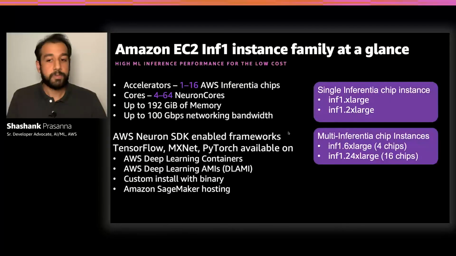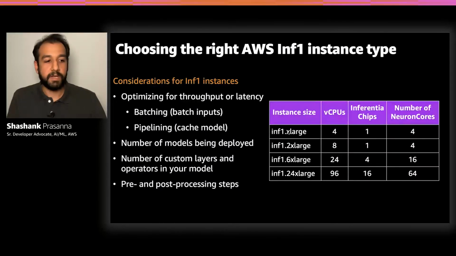And in terms of options, you have 2 options with single inference chips and 2 options with multiple Inferentia chips per instance. Again, the choice would depend on what kind of pre-processing, post-processing steps you have, and if you want to optimize for latency or throughput.